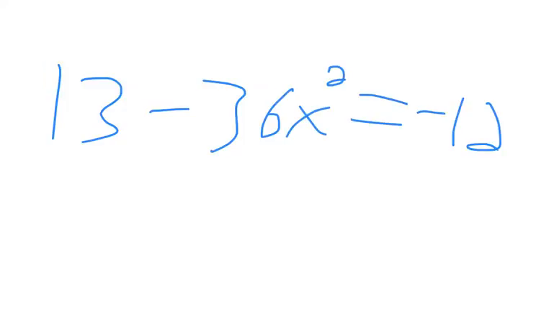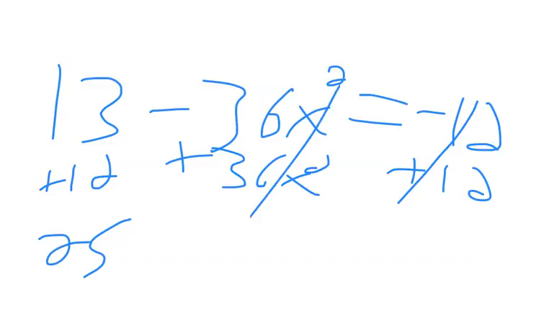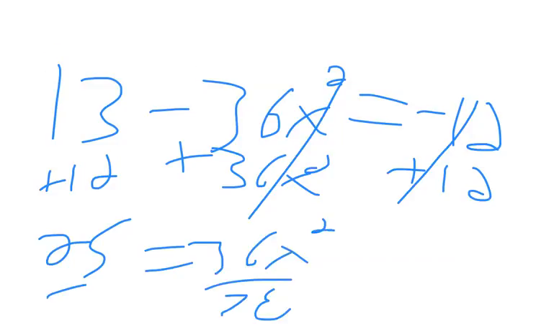Let's see. 13 minus 36x squared equals negative 12. If I do plus 12 on both sides, what do we have there? We're going to have 13 plus 12, which is 25. You bring the 36x squared. I'm just trying to make stuff positive. We are solving for x, by the way, I believe. So that's going to be 25 equals 36x squared, divided by 36 on both sides.